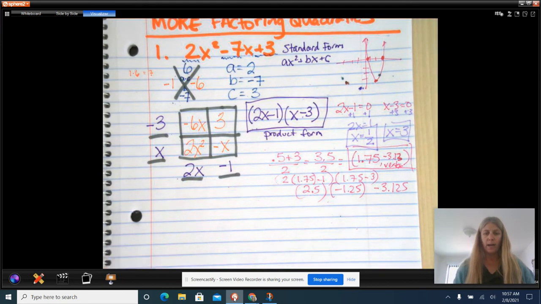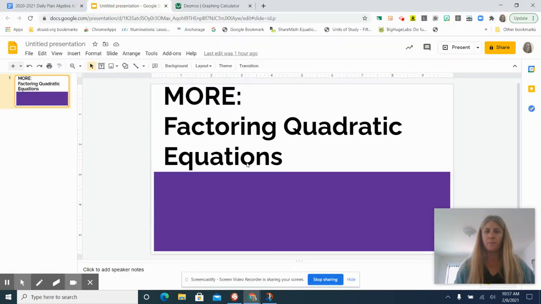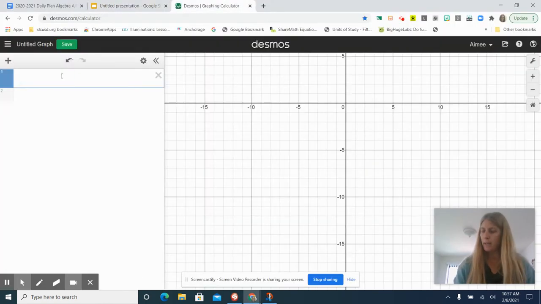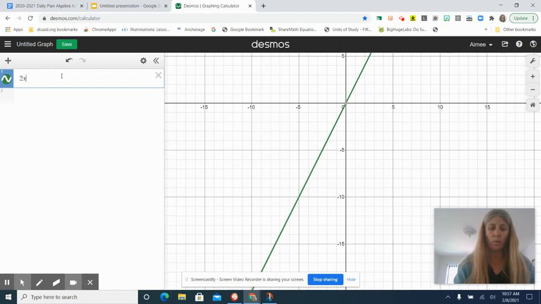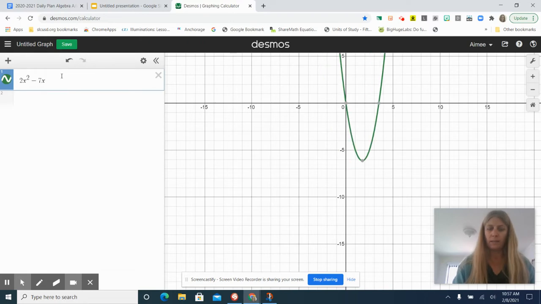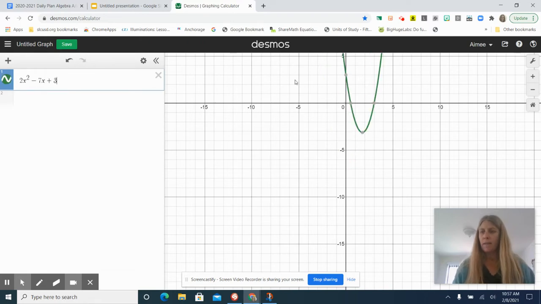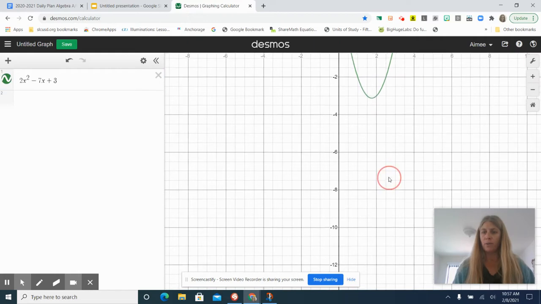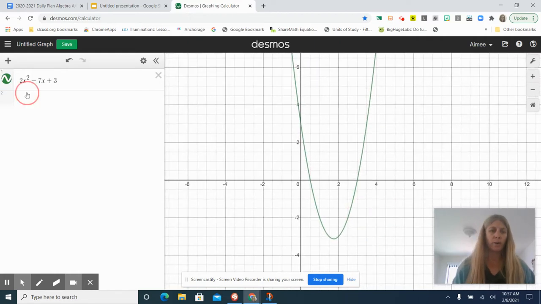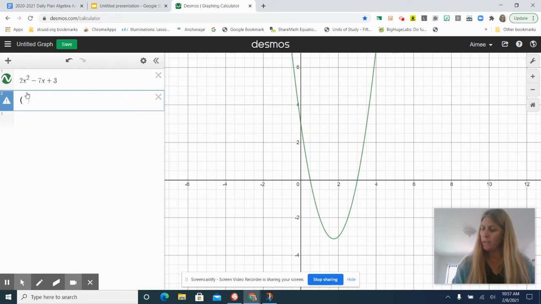Now, as always, we can go ahead and check in Desmos by typing in 2x squared, our original standard form, minus 7x plus 3. And then we're going to write our product form, which is what we solved using our generic rectangle diamond problem, which was 2x minus 1 times x minus 3. And as you know, if I did it correctly, they'll be the same item. And then I'm going to click.